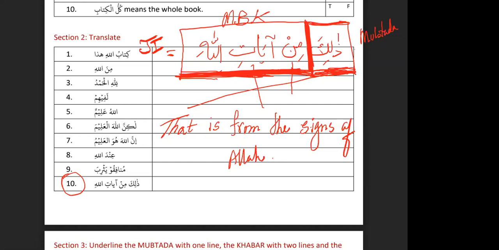Because ذَلِكَ مِنْ آيَاتِ اللَّهِ, that is from the ayat of Allah. Here you don't have the khabar, but the template is normal, right? So no special meaning. Jazakallah. Thank you.